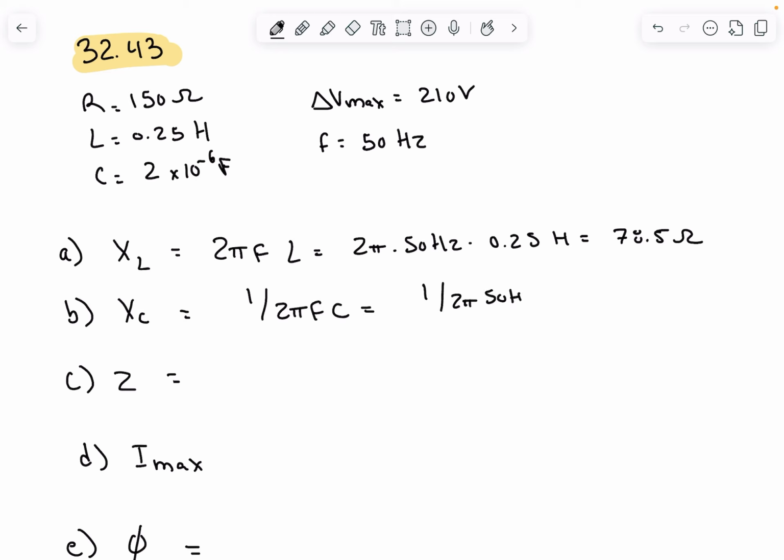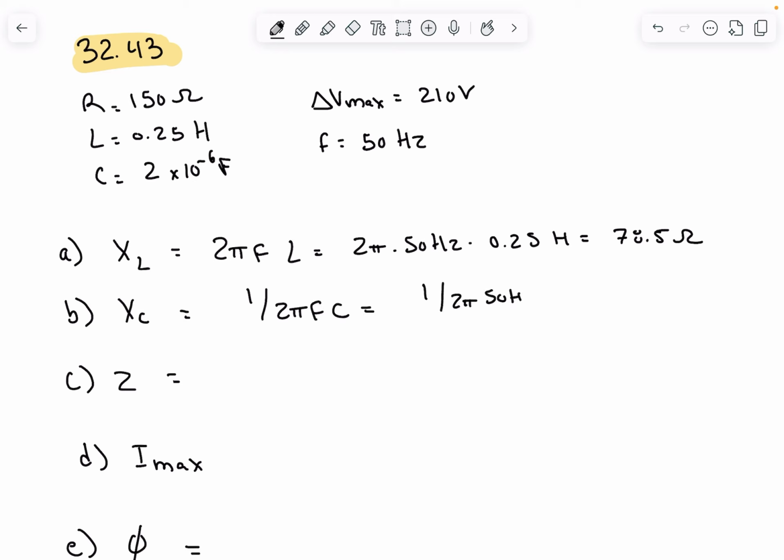We now want to find the power factor. That's just going to be cosine of phi, which is cosine of negative 84.3 degrees, which gives us 0.0987.